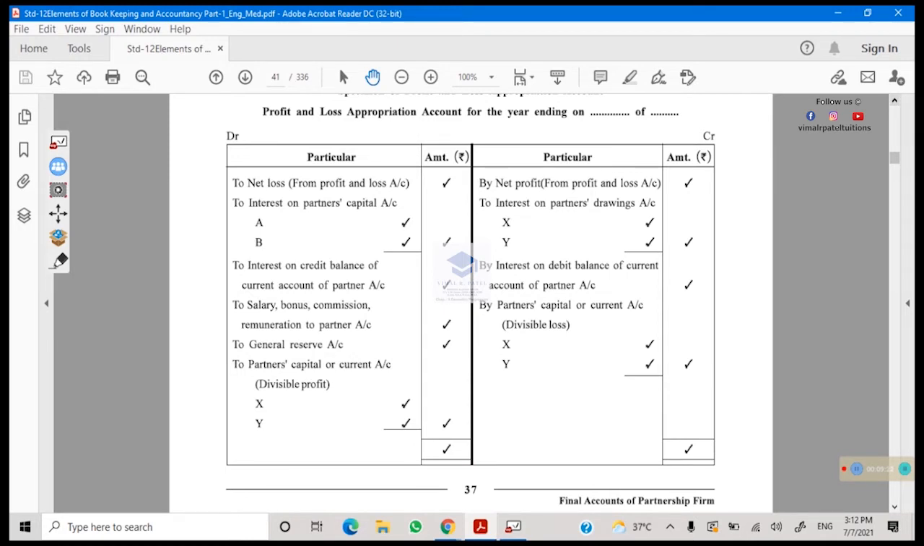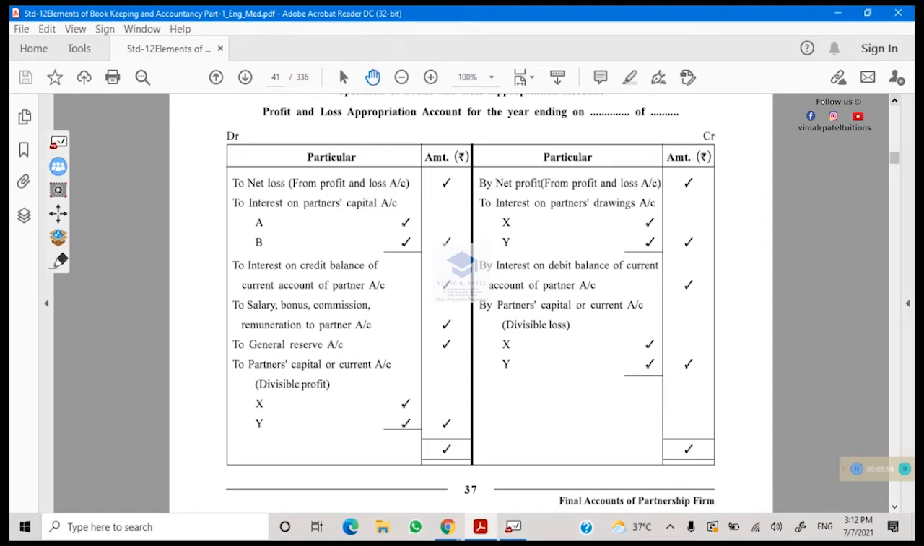Then interest on credit balance of current account, salary, bonus, commission, remuneration payable to partner, any amount transferred to reserve. So all will be debited to profit and loss appropriation account. Then whenever any partner has withdrawn money from business, so interest on drawing will be credited to P&L appropriation account. Then if there is debit balance of current account, that interest will be charged from the partner. So it is expense for partner and income for the firm.